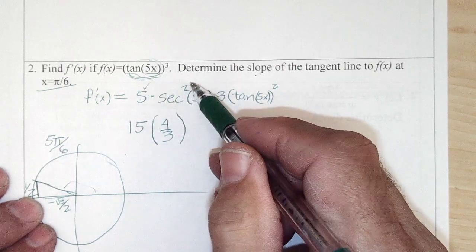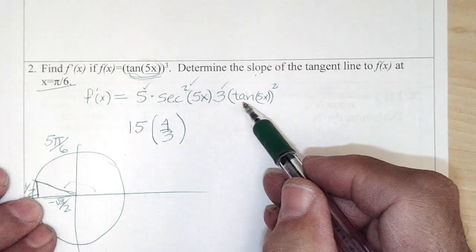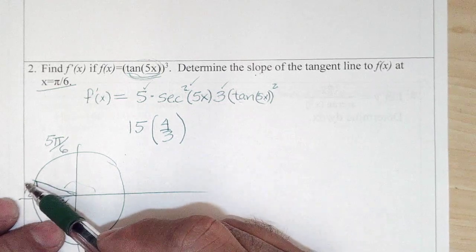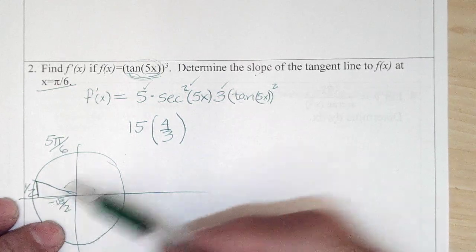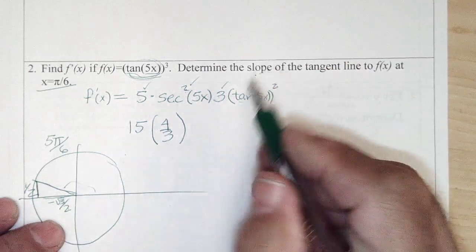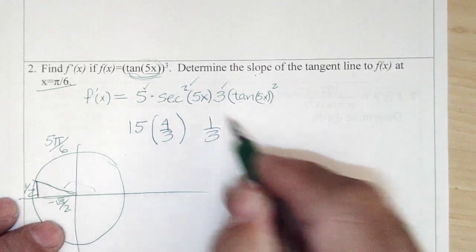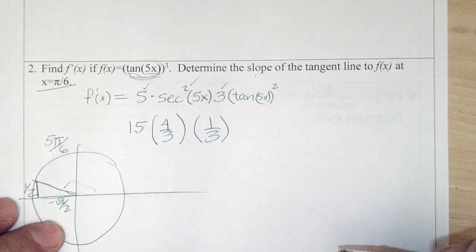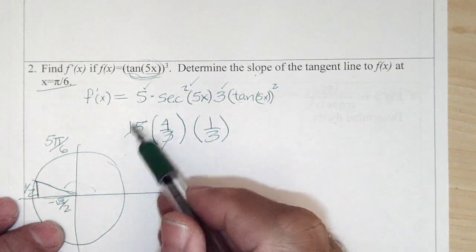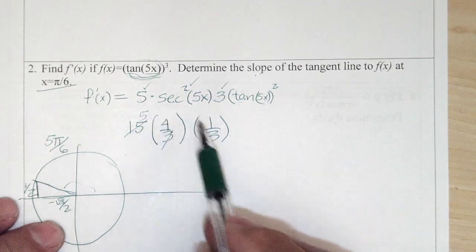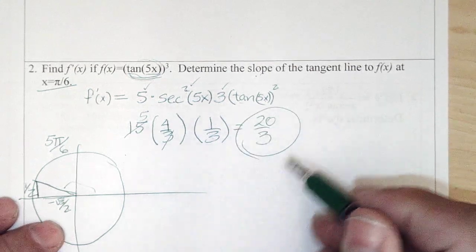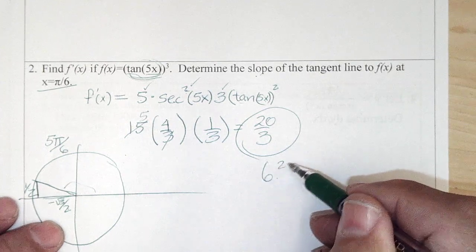So I've taken care of the 5 and the secant squared. I need to know the tangent. The tangent's opposite over adjacent, so that's 1 over the square root of 3 and negative, but it's squared, so 1 over square root of 3 squared is 1 over 3. 1 squared is 1, and the square root of 3 squared is 3. So we get, 3 would go into 15 5 times, so we get 20 over 3, or 6 2/3.